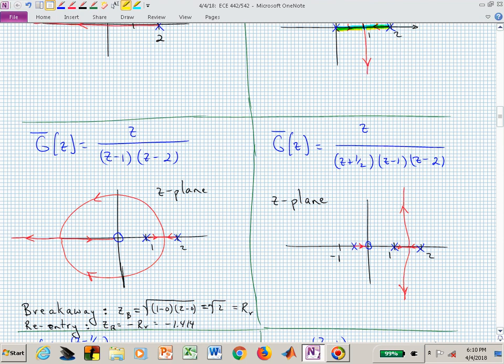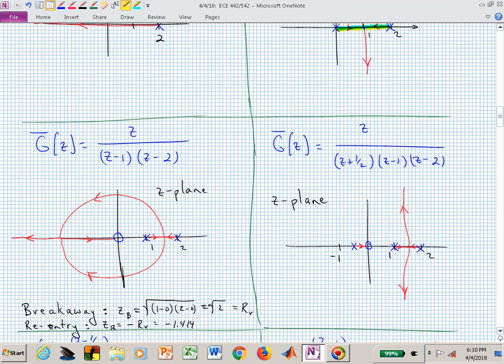How many of those 5 segments belong to the root locus? 2, we can see that. But how do you find those 2? Well, you go to those and you say, do I have an odd number of poles and zeros to the right of my location? If I'm at 3 and I look to the right, do I see any poles and zeros? No, so that's not a part of the root locus.